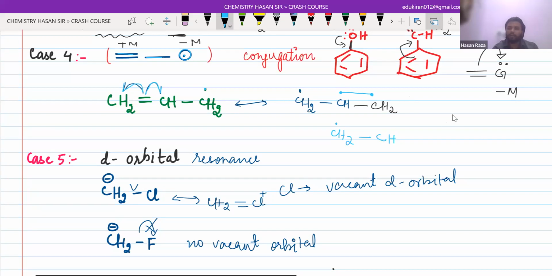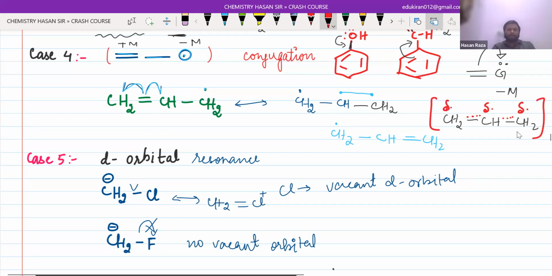And if you want to draw the resonance hybrid, you can easily draw it like this. Wherever the double bond moves, like this, delta dot, and then delta dot, and then delta dot. Is that clear, everyone? Yes, sir.